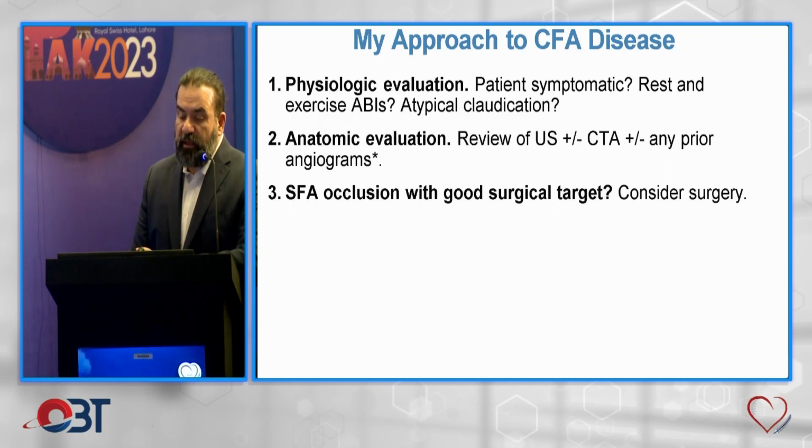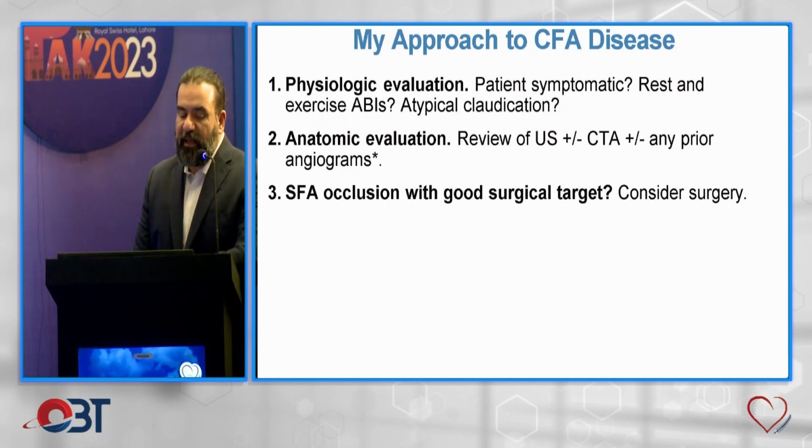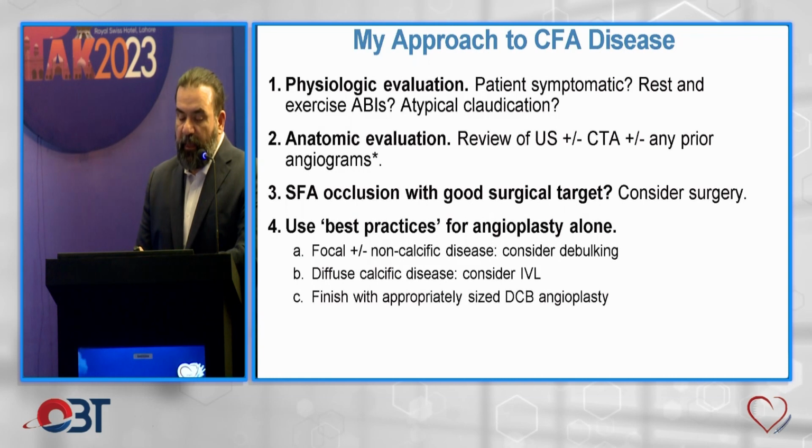SFA occlusion with good surgical target, I think surgery is the best option for that. While I like to do SFA stenting, and that is the mainstay of what I do for my critical limb ischemia patients, I think for claudicants, you get better long-term results if you have surgery. So if there is an SFA occlusion with a good distal target, I often will convince the patients to go for surgery. And most of the patients understand the rationale and will consider it.